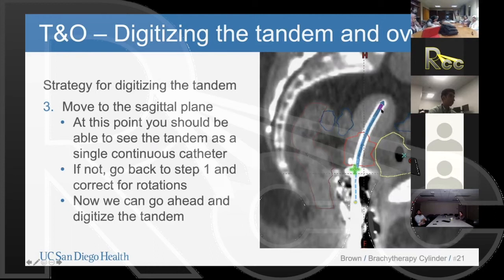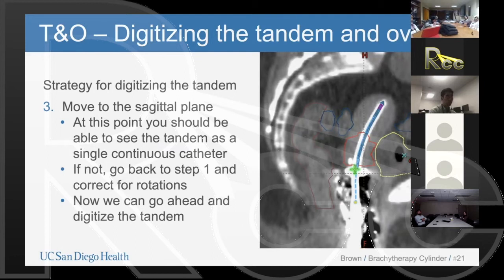So we don't want that at all. If I did see that here, I would go back to step one and I would start again. I would fix any rotations that happen on the axial plane, and then I would go to step two. I would fix any rotations that I see on the coronal plane, and then I would come back to the sagittal plane, and I want it to look exactly like this. So I don't have to scroll through this image in order to see the entire tandem. I'm just going to be right dead center down the middle of the tandem.